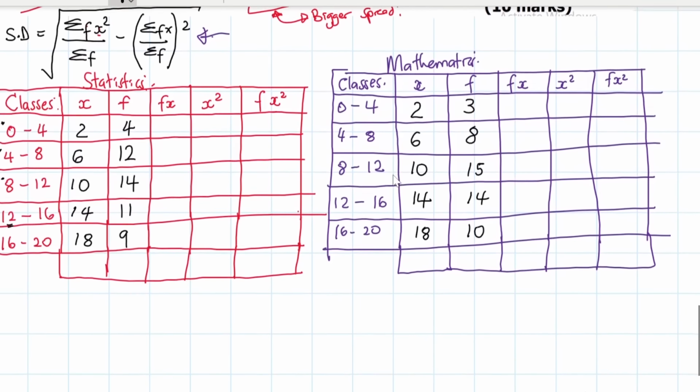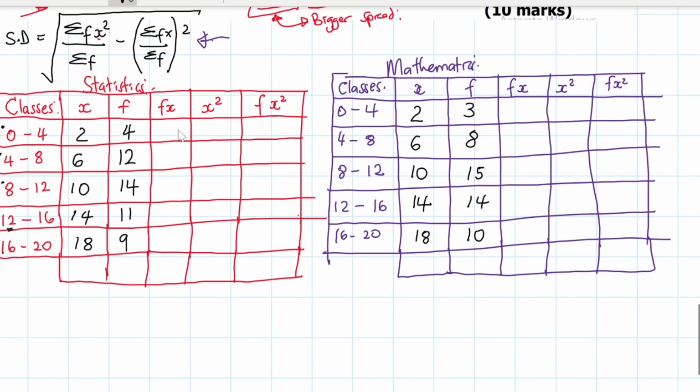We are trying to compute what is f times x. So here we do calculator business to fill in the remaining tables. f, 4 times 2 here is 8. That is as far as we are dealing with statistics. 6 times 12 is 72. Then 14 times 10 is 140. Then, because this is f and x, 11 times 14 is 154. Then this is 162.